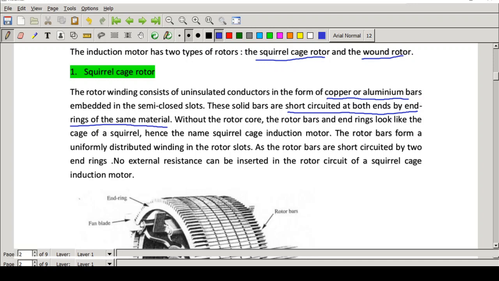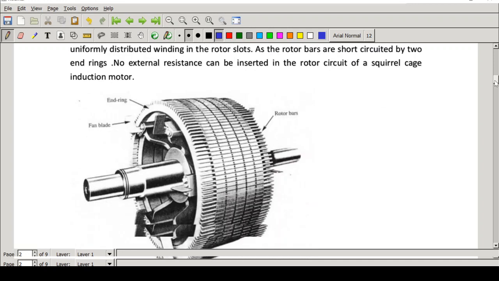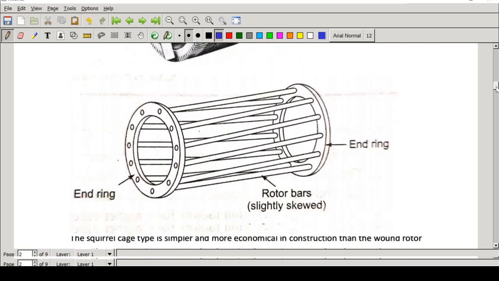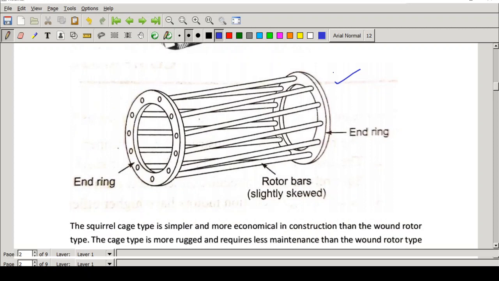See, we can see here. Suppose these are the rotor conductors or rotor bars, you can see that they are shorted by two end rings like this. You can see that there are no terminals coming out of the rotor circuit. That means we cannot control or insert any external resistance in the rotor circuit. So it looks something like the cage of a squirrel, something like this. The rotor conductors completely form a closed cage. That is why you call it a squirrel cage induction motor.